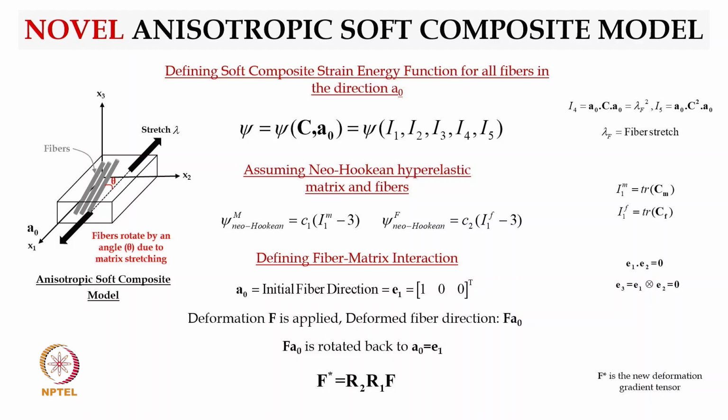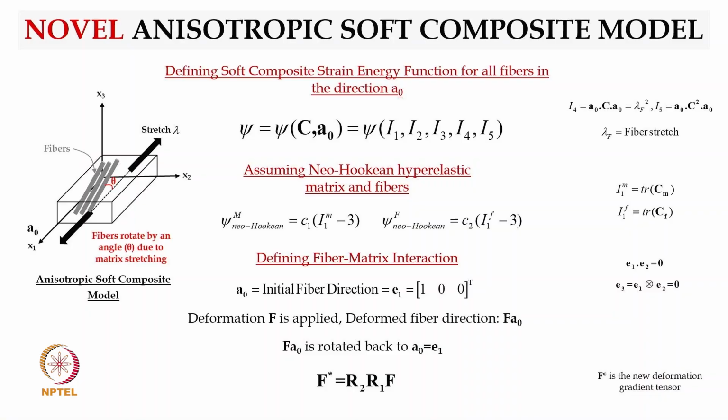So the definition of the equations becomes much more complex when you move into such a model where you are trying to define an interaction. That's one of the key reasons nobody has tried that so far, to look at the anisotropy model, because that's very accurate but very complex to define. So here the number one step is to define the soft composite strain energy function.